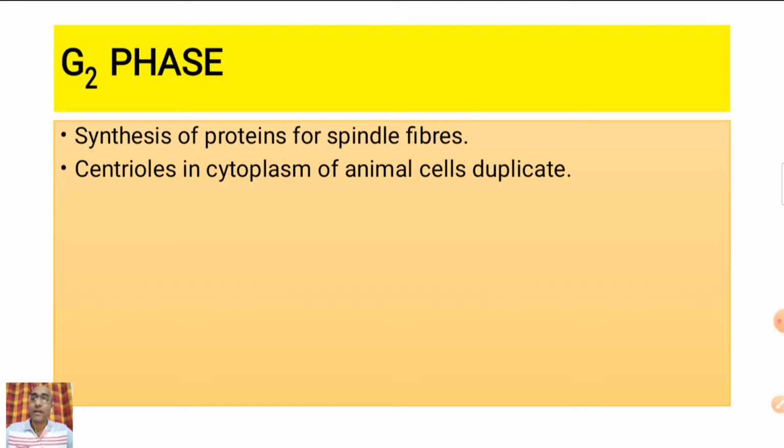In case of animal cells where centrioles are found, these centrioles duplicate. In case of plant cells, there are no centrioles. So in case of animal cells, the centrioles duplicate. Got it? So this is what happens in G2 phase.